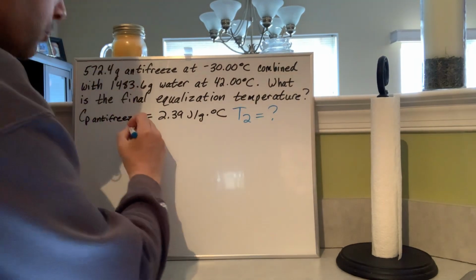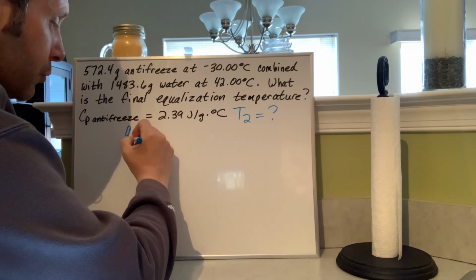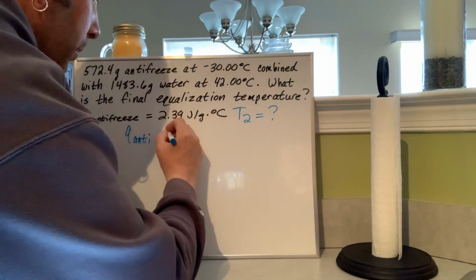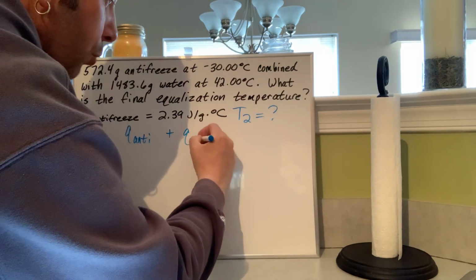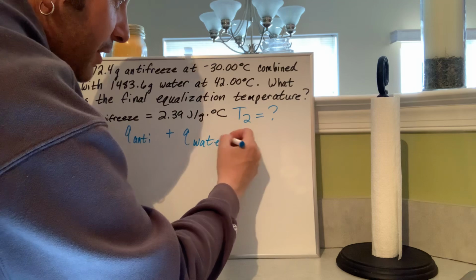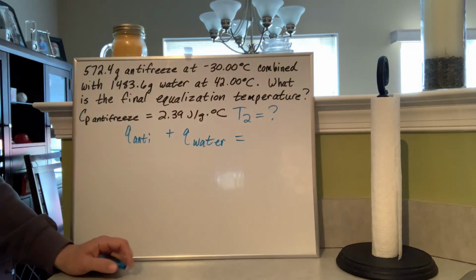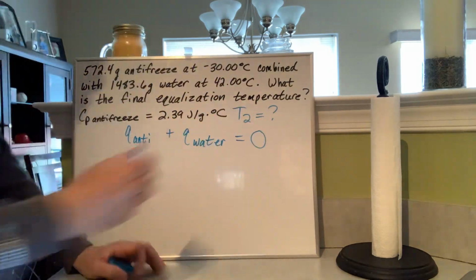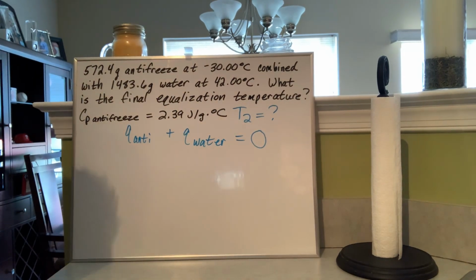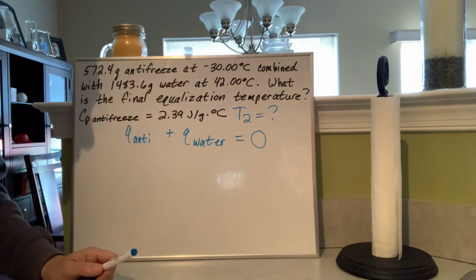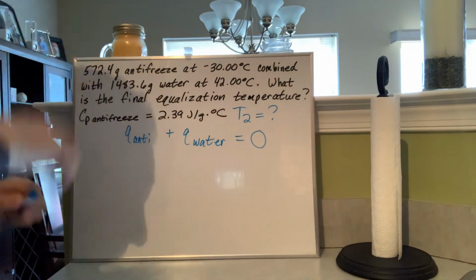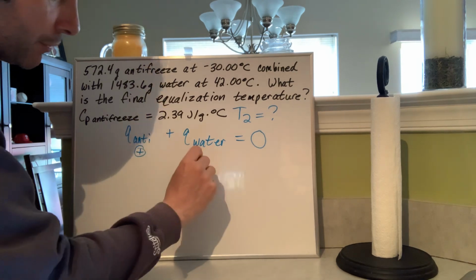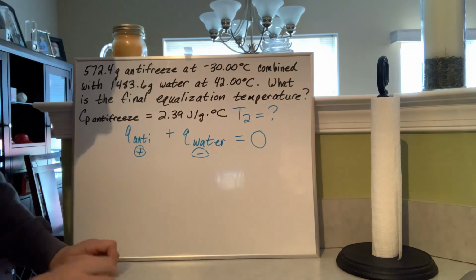But here's what is still true: we have two Q values, a Q value for the antifreeze, which I'm just going to call Q anti, plus Q water. And if you remember, the sum of all thermal energy change in a system is going to be 0. Look, the antifreeze is colder than the water. That means the antifreeze temperature is going to come up. It's going to be gaining heat. The antifreeze value is going to end up being positive. The water value is going to end up being negative.